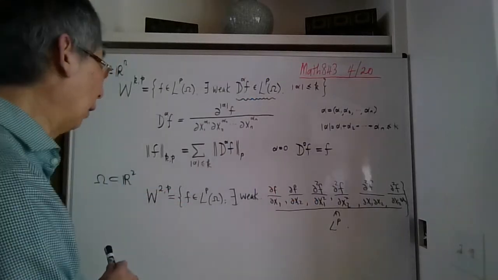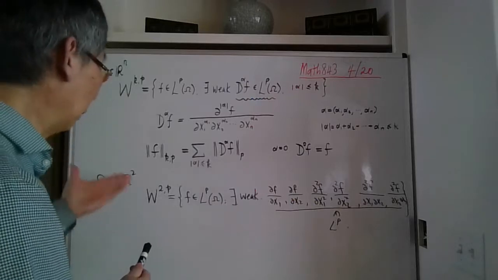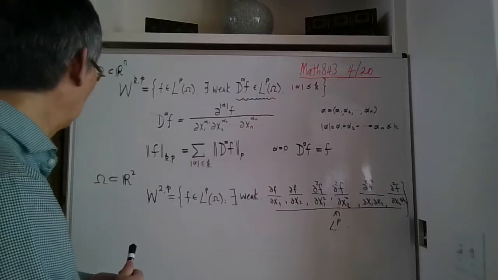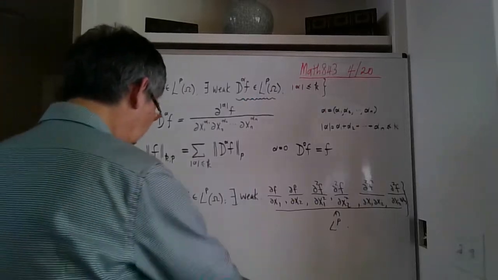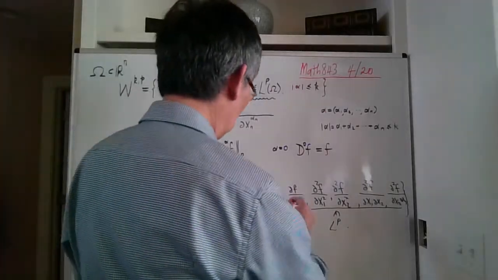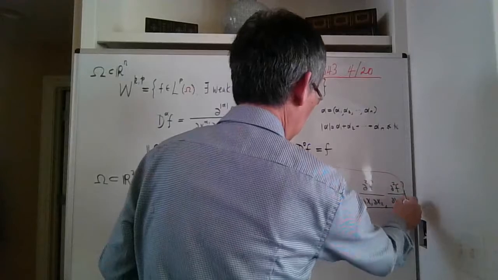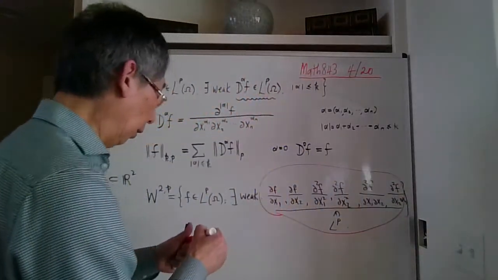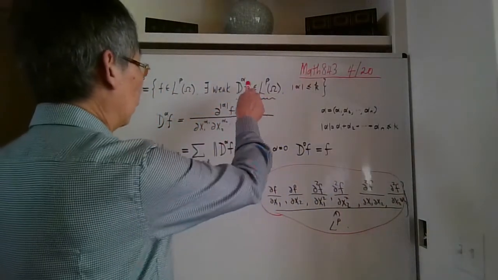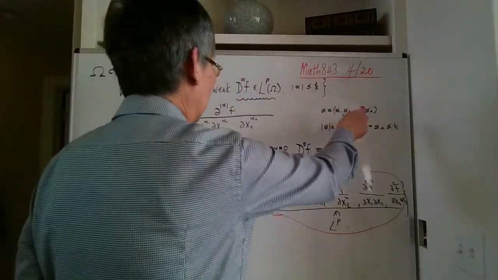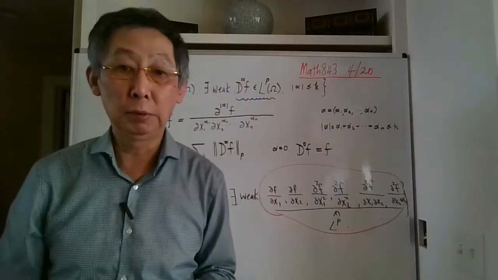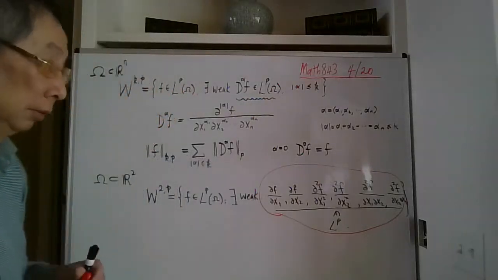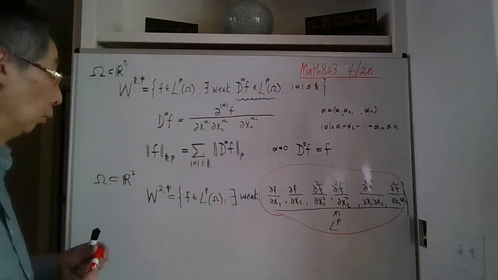Now if you have a more complicated, higher dimension, or a higher order, then this portion will get more complicated. However, if I use the D^alpha notation, using multi-indices, it's very easy to write up the entire space, the entire definition. All right? So those are more examples.